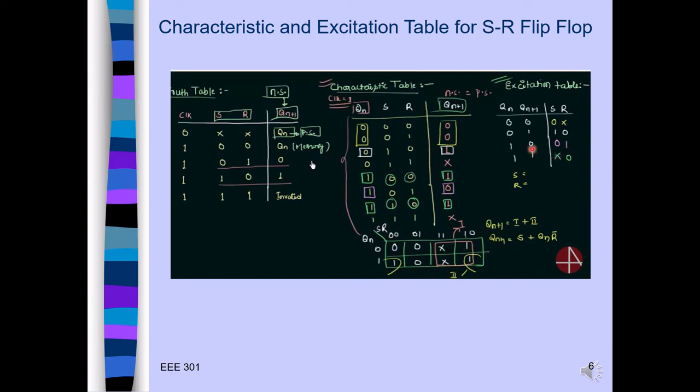After determining the excitation table, we can use it for different applications. If you want to calculate Q of n plus 1, you write Qn, S and R here. If you draw the K map, this is 0 to 7, so put the values 0 to 7 and do the grouping. This is our first group, this is the second group. If you simplify this, you will find Q of n plus 1 equals S plus Qn into R prime.